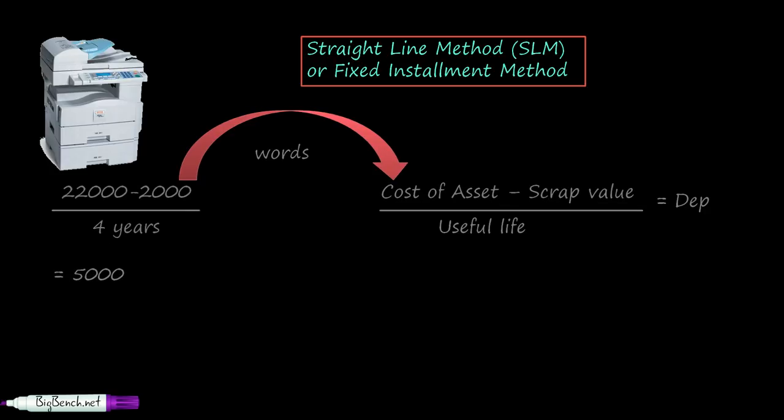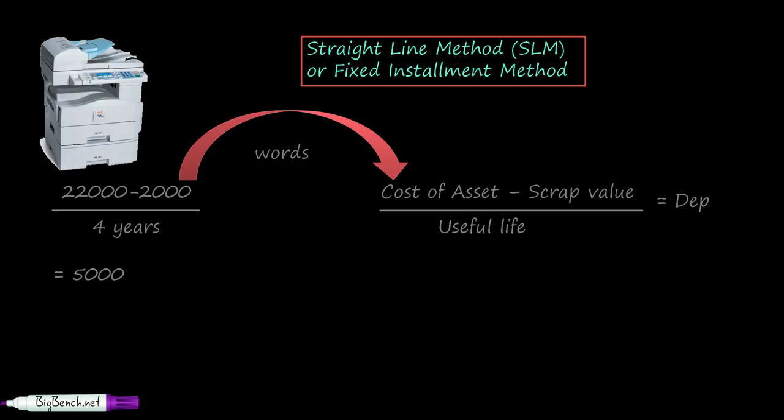Let me recollect the same example which we learned in the previous video regarding the photocopy machine, where the cost of asset at which we bought was 22,000. 2,000 was the scrap value and useful life was 4 years. So we calculated the depreciation as 22,000 minus 2,000 divided by 4 years, which came to 5,000 as annual depreciation. Then we converted that into words and we calculated the formula: cost of asset minus scrap divided by useful life is the annual depreciation.